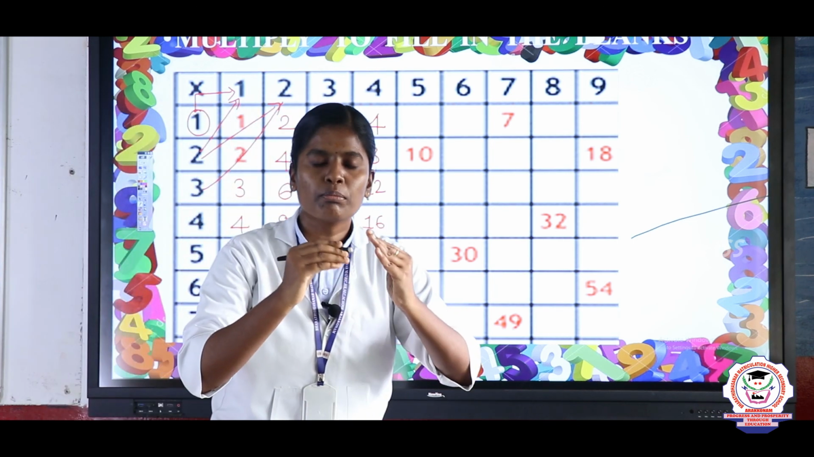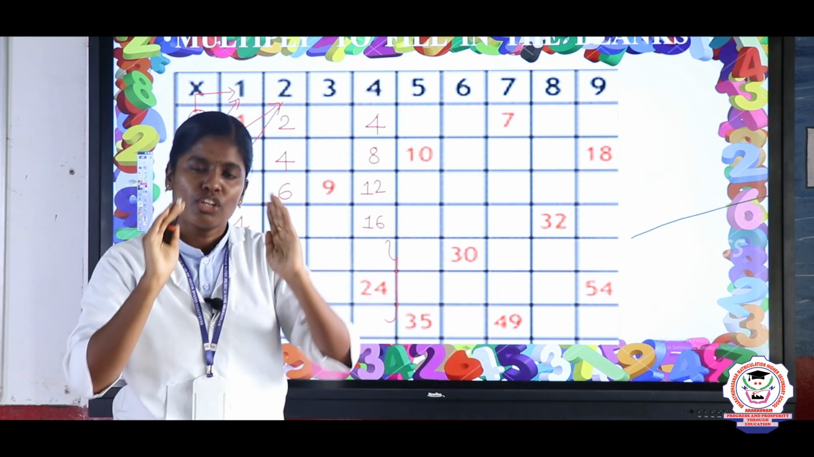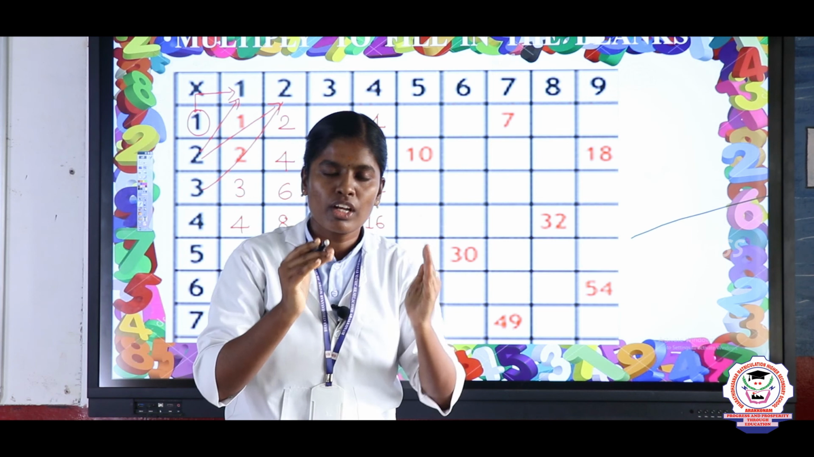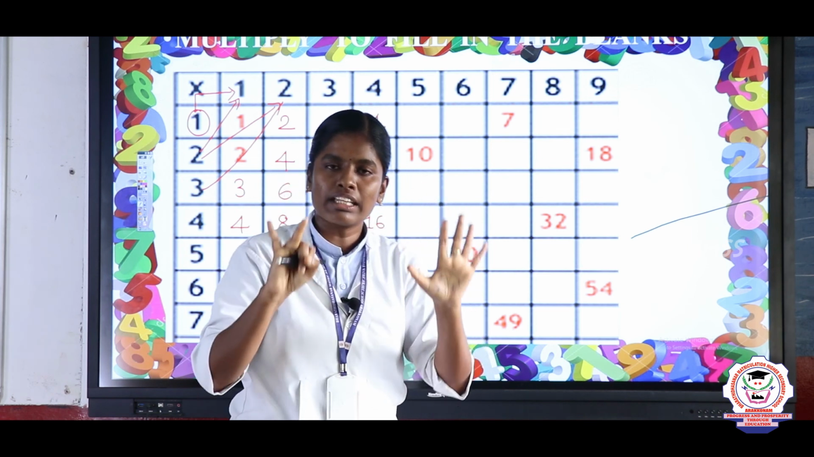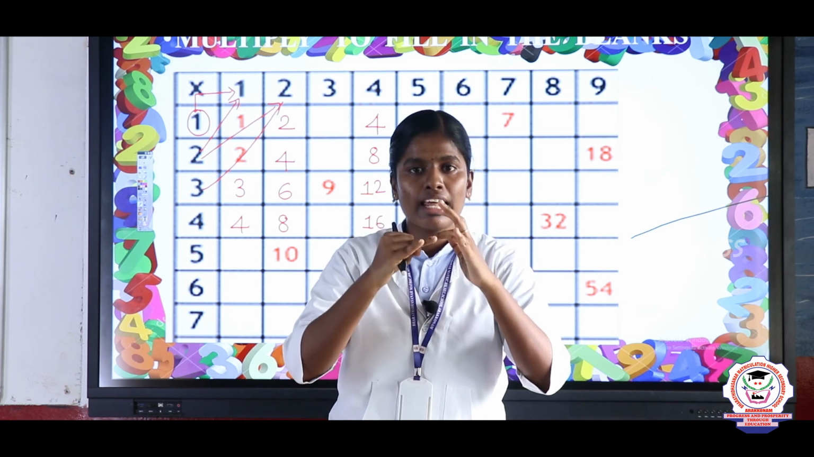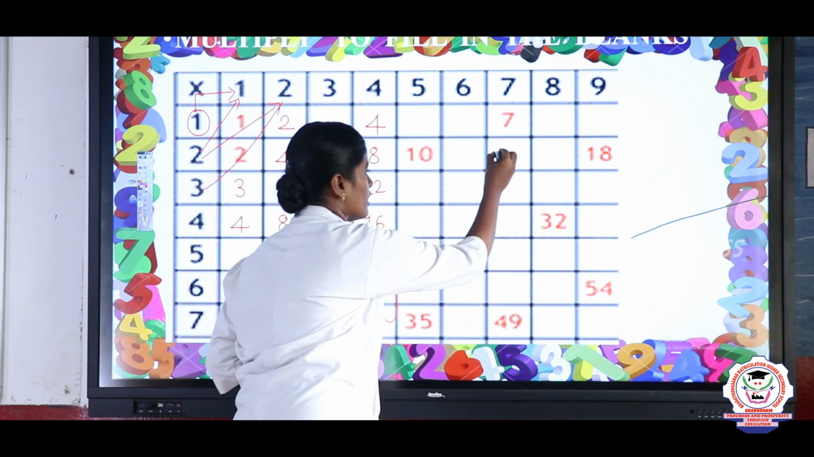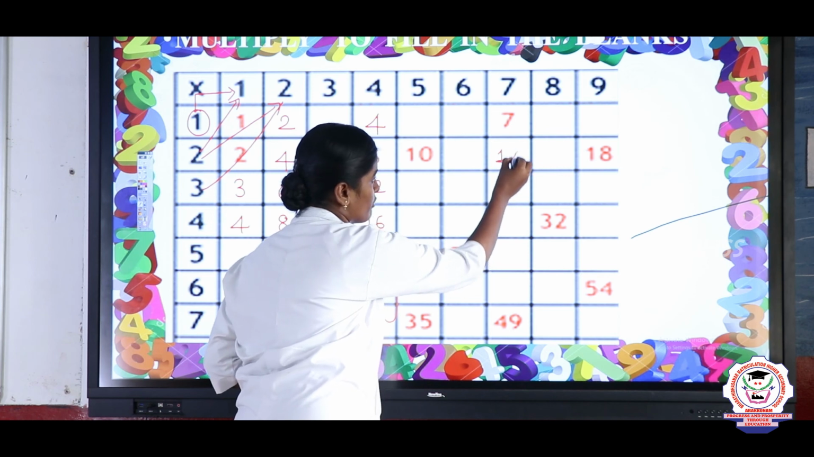So 2 sevens are means, already you know multiplication means repeated addition. So that is 2 times of 7. So keep 7 in the mind, 7 in the finger. So 7 after 8, 9, 10, 11, 12, 13, 14. So the answer is 14. What is the answer? 14.